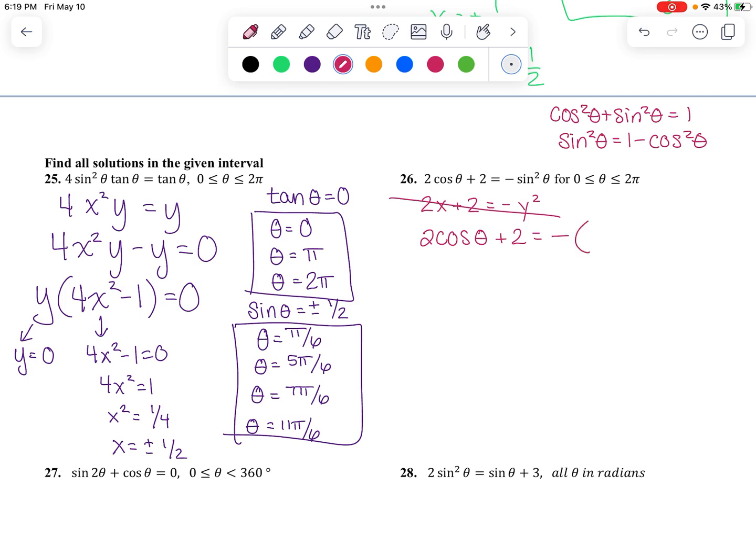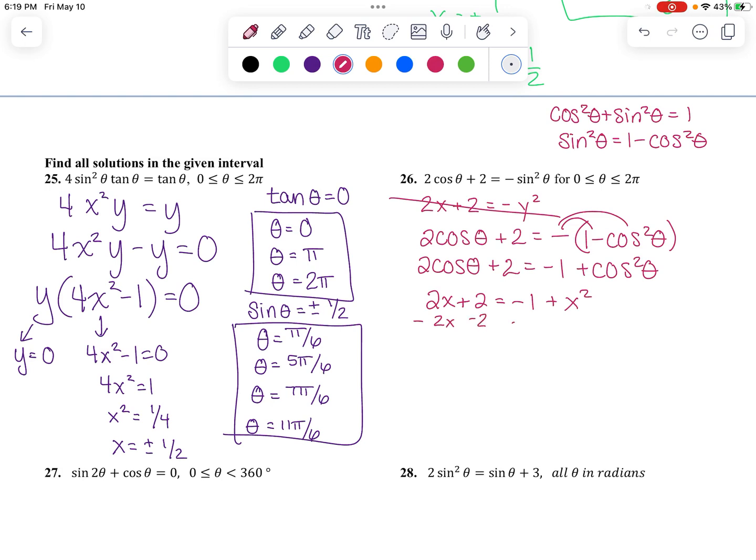Now keep in mind, this was a negative sine squared, which means this is a negative, and in parentheses, 1 minus cosine squared. There's other ways to do that. This is just the way I chose to do it. So I get 2 cosine theta plus 2 is equal to negative 1 plus cosine squared. Okay, 2x plus 2 equals negative 1 plus x squared.